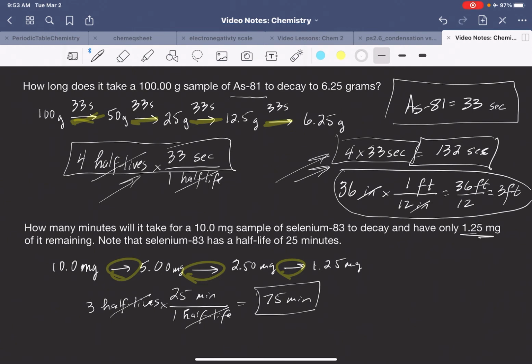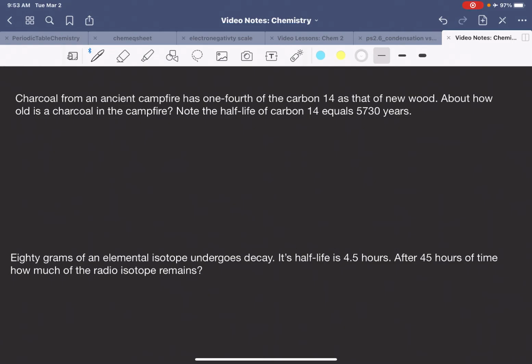Let's do a couple more. Charcoal. We've got an ancient campfire here. Hang on, I had to get that sip of coffee. We've got a campfire here with 1/4 of the carbon-14 as that of new wood. About how old is the charcoal in the campfire? So in other words, how old is the campfire?